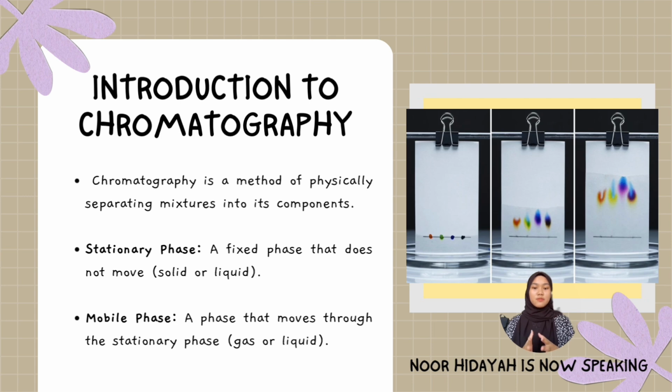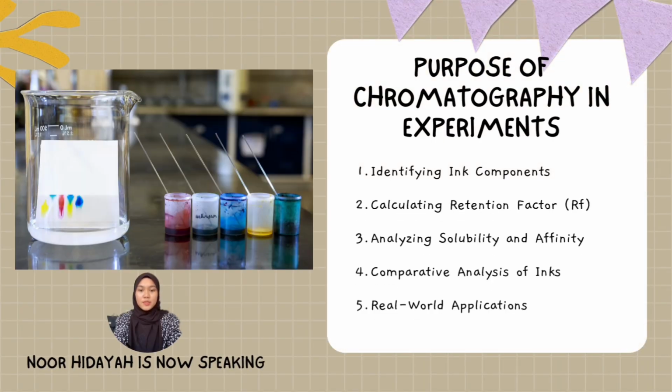As the mixture moves with the mobile phase through the stationary phase, each component interacts differently depending on its properties, leading to the separations of the component. The purpose of chromatography experiments can be included in first, identify ink components. We can determine whether the inks used in various gel pens are mixture or pure substance by observing their separations into distinct pigments. Second, calculating retention factor (RF) by measure and compare the RF value of the different components in the inks to identify their chemical properties and migration behavior.